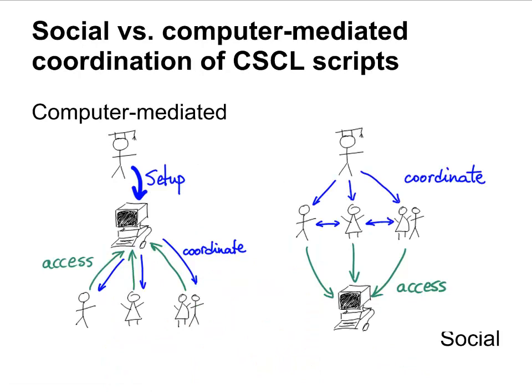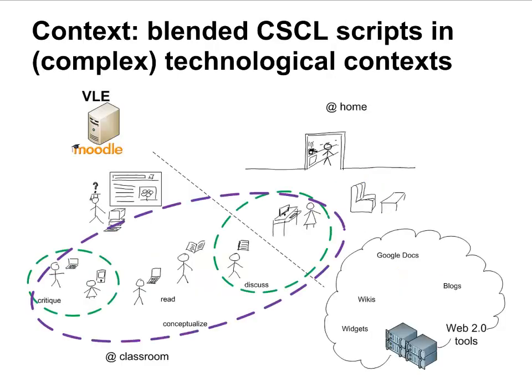Although there are plenty of ways of coordinating the activities of a CSCL script, they coarsely fall into two categories. Computer-mediated coordination, in which the structure is somehow imposed or automated through a computer, like for example a sequence of Moodle activities, and social coordination, for example if a teacher tells students orally to form certain groups and do some activity. But now let's look into how these concepts are applied to a concrete educational setting.